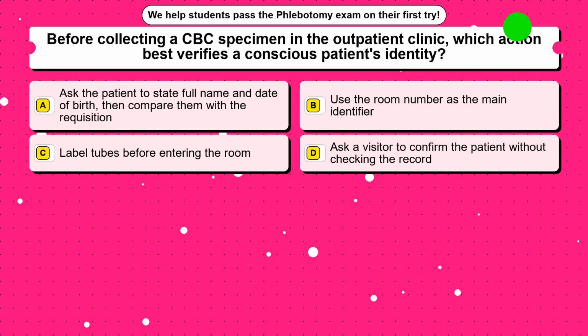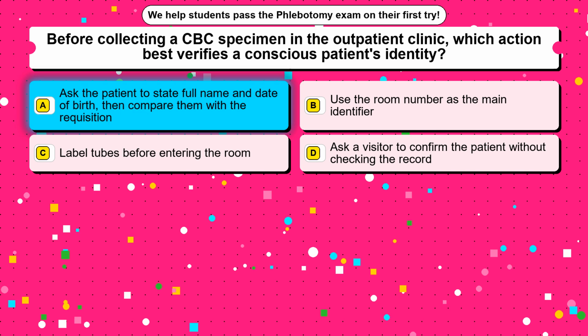Question 1. Before collecting a CBC specimen in the outpatient clinic, which action best verifies a conscious patient's identity? Option A. Ask the patient to state full name and date of birth, then compare them with the requisition. Option B. Use the room number as the main identifier. Option C. Label tubes before entering the room. Option D. Ask a visitor to confirm the patient without checking the record.